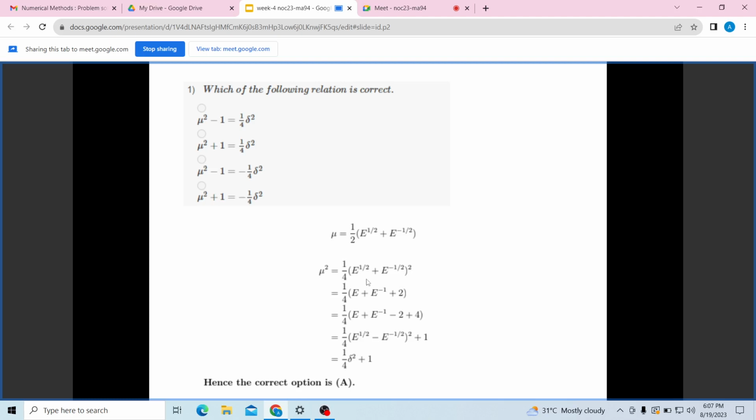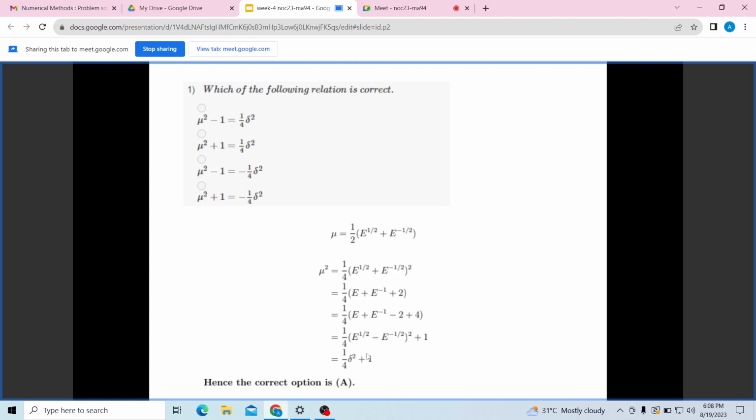will give you, when you square this term, this will cancel out, so you will get e, and here you will get e power minus 1, and since 2 times e power half into e power minus half gives 1, it is simply 2. Now you can write 2 as minus 2 plus 4. Okay, now this can be written as e power half minus e power minus half whole square, right? Plus when you multiply this 1 by 4 with 4, you will get plus 1, right?